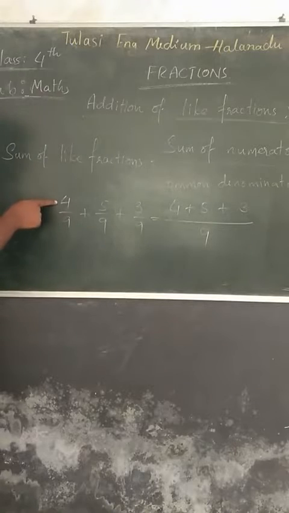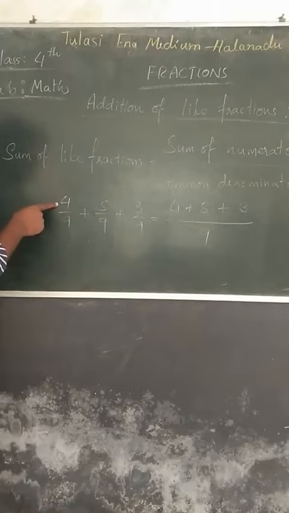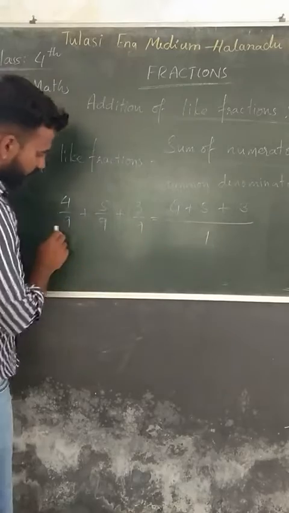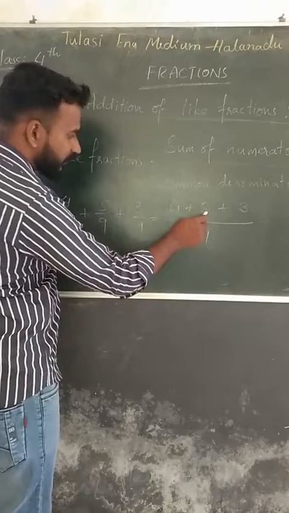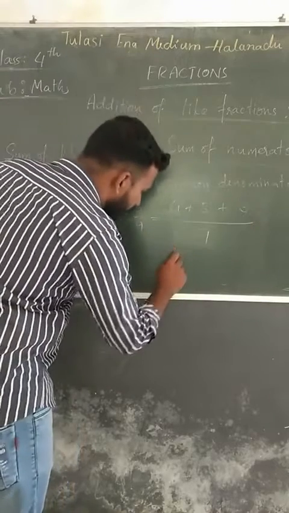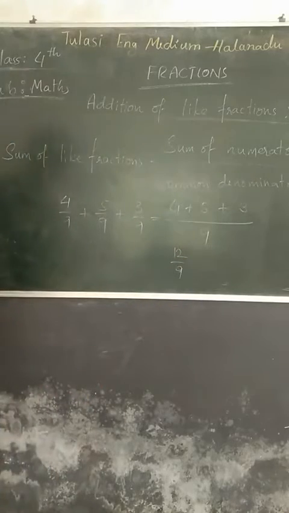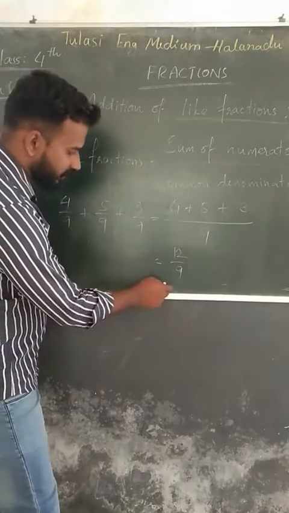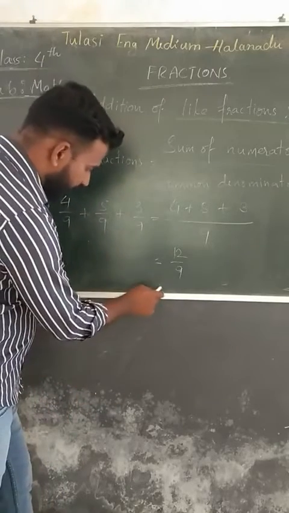So in the place of 1 by 9, I wrote 4 by 9. The denominator is the same, 9, and 4 plus 5 plus 3: 4 plus 5 is 9, 9 plus 3 is 12, denominator 9. Already I told you, we can't keep the improper fraction in the same state, we have to change it. Before that we have to simplify it.